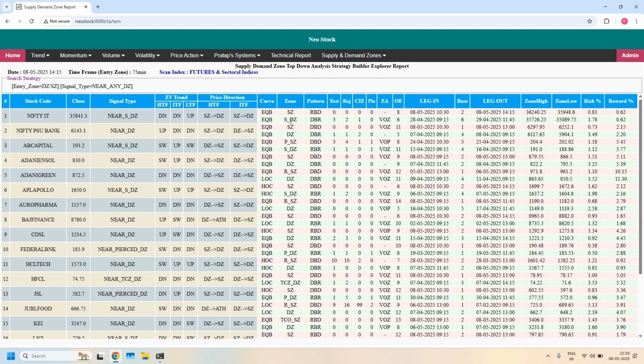First one is Nifty IT, which is not listed in F&O, so we are not focusing on this. But anybody who wants to trade intraday on any long trades, for indices, you can use ETFs, exchange traded funds. Okay, but anyway, let's look into the stocks. ABC Capital is having a 75 minutes demand zone, but it is not valid. It is a pierced demand zone, so it's not valid.